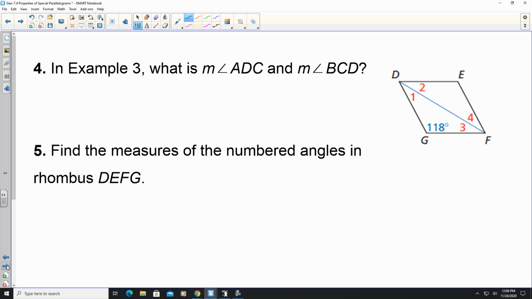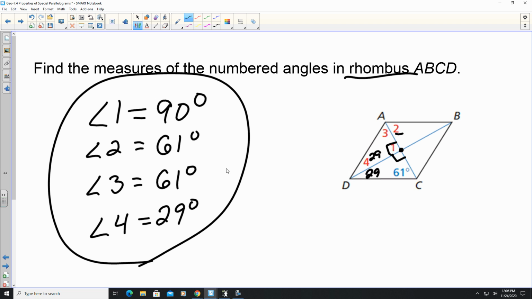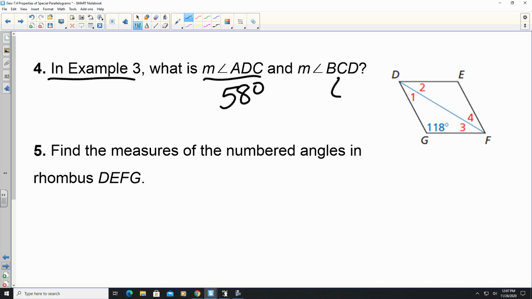To kind of add on, they were looking at example 3. They want you to find the measurement of angle ADC and BCD. So if you recall, ADC, which is right here, is essentially going to be 29 plus 29. That is 58 degrees. If you looked at angle BCD, that one's going to be 61 plus 61, and that is 122 degrees. One of the ways you can check, I would say, if you took 58 times 2, and took 122 times 2, and added them together, you should get a result of 360 degrees.